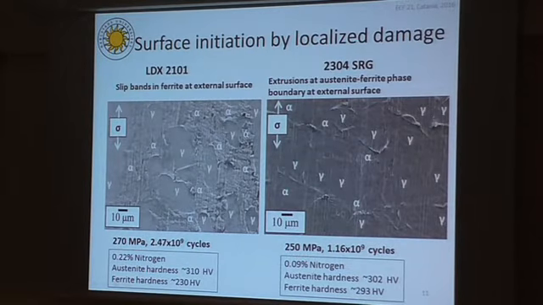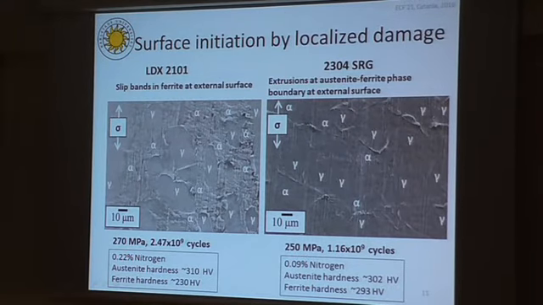For the hot-rolled plate duplex stainless steel grades, fatigue crack initiation occurred due to accumulation of damage on the external surfaces of the specimens. For example, for the LEX2101 grade, fatigue damage accumulation in the form of slip bands occurred mainly in the ferrite phase. There were some individual slip lines that could be observed in the austenite phase as well, but otherwise the austenite planes were virtually damage-free.